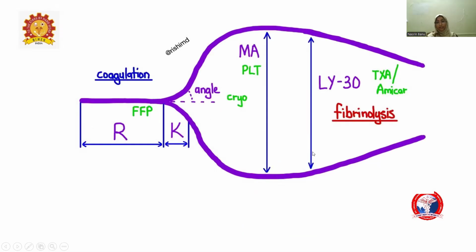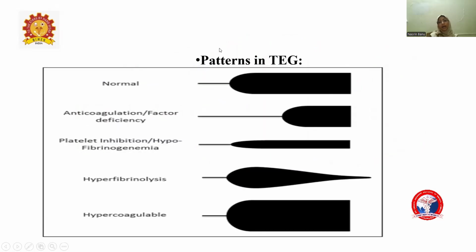And after 30 minutes of clot formation, there will be starting of lysis, that is noted by LY30, lysis 30, and after that there will be fibrinolysis. And these are the patterns seen in TEG. This is the normal TEG.